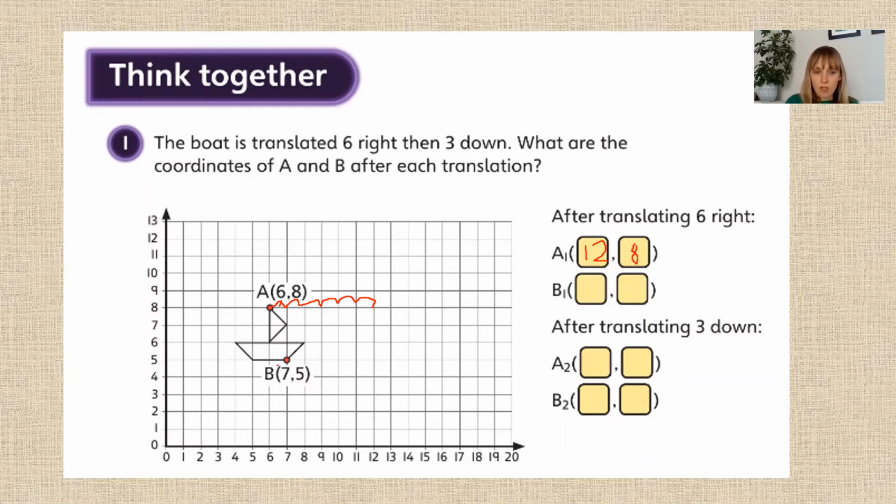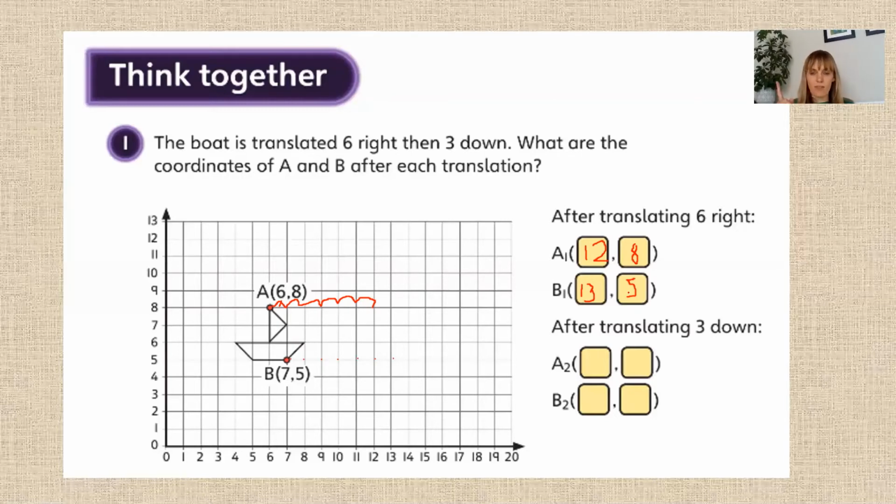Okay, now let's have a look at B. B is at 7, 5, and that's going to go 6 across. So it's going to go 1, 2, 3, 4, 5, 6. It's a bit easy with those dots, isn't it? So now B is at 13 across, and it is the same height as it was. It's at 5 because it hasn't gone up or down.